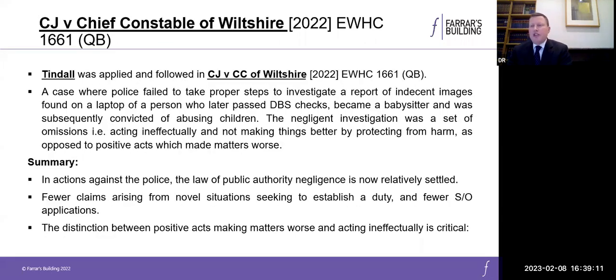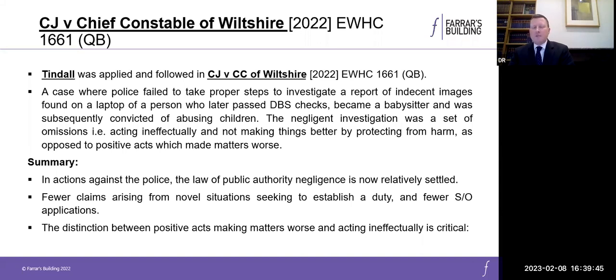And Tindall was applied and followed in the summer last year in the case of CJ and the Chief Constable of Wiltshire. That was a case where the police failed to properly investigate a report of indecent images. The negligence in that case was a negligent investigation that comprised failing to interview relevant witnesses, failing to send a computer for the proper analysis that was required.